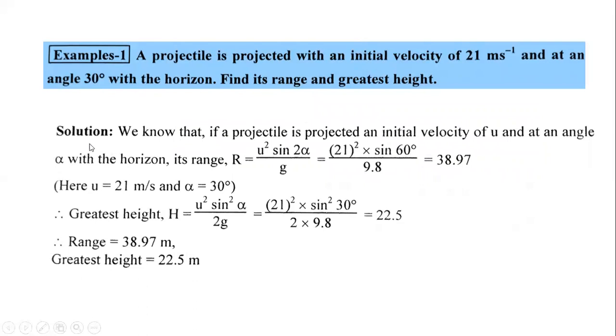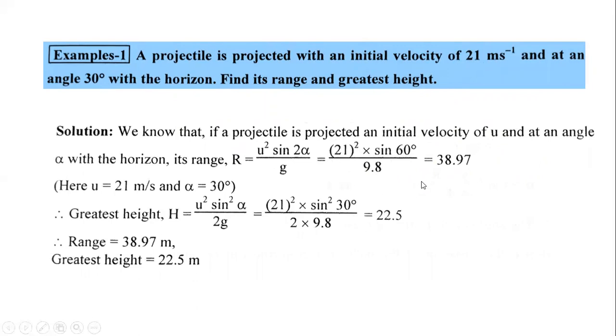Solution. We know that if a projectile is projected with an initial velocity of u at an angle alpha with the horizon, its range is equal to u square sine 2 alpha by g. Here, the initial velocity u is 21, so 21 square into sine 60 degree, because alpha equals 30 degree, so 2 alpha means 60 degree. The value of g equals 9.8.